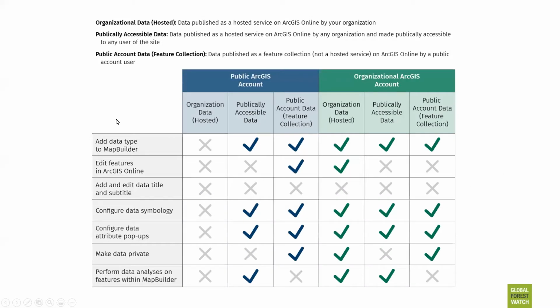Another difference between the account types is how users can customize their map and how customizable their map is. These differences are both dependent on the account type a user has, as well as the data type. So this chart, which will soon be available on the Global Forest Watch website, goes through some of these options and what account you need to have and what data type to access some of these more customized features. So now I'll hand it back to Alice to go over the next part of the webinar.